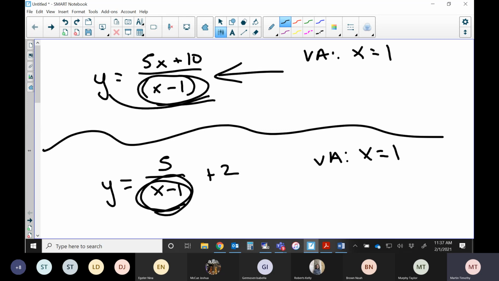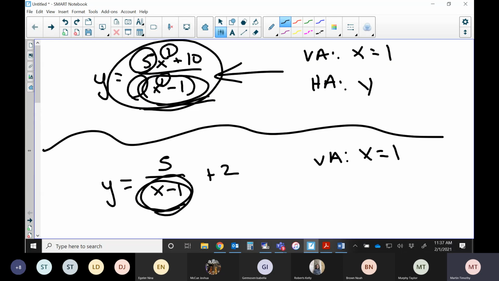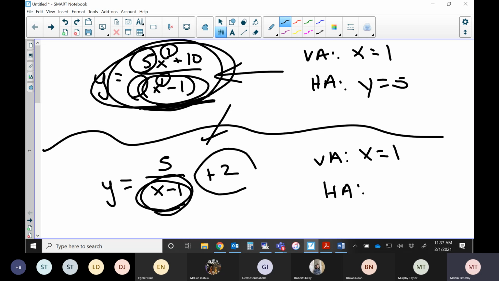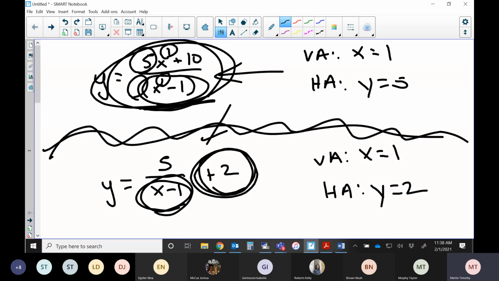But my horizontal for this one is going to come from my cases, where I'm going to look at the power of the top, which is 1, and the power of the bottom, which is 1. Since they're the same, I'm going to do 5 divided by 1, which is y equals 5. Why? Because this was a different form than this one. My horizontal asymptote for this one is going to come from right here, which is y equals 2. These are two different forms, and we need to know the difference.